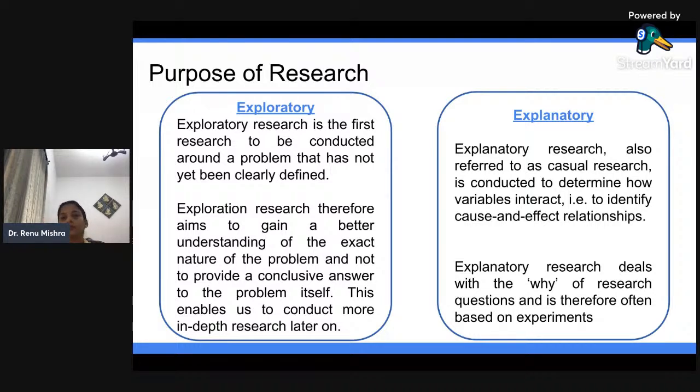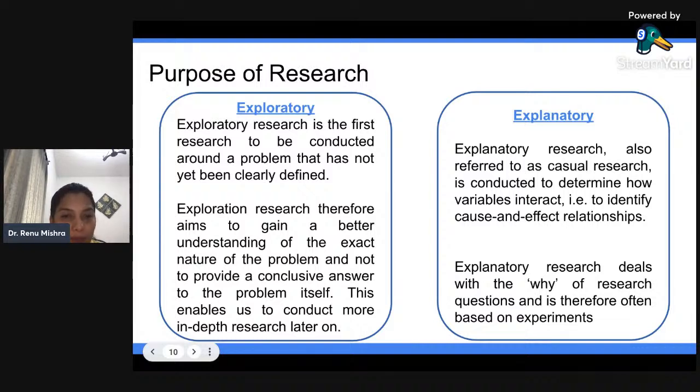Now, coming back to exploratory kind of research, exploratory research basically is the first research which you conduct around a problem. You start with exploratory research, as I said. You start exploring a problem. What is there in that problem?